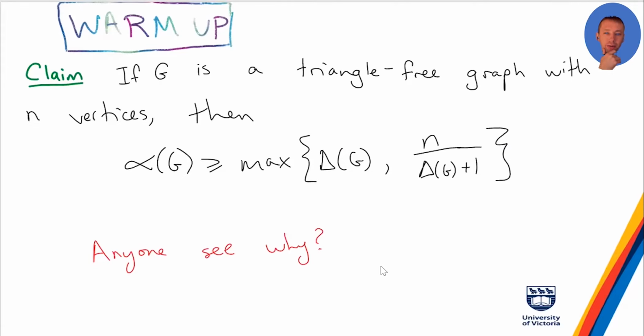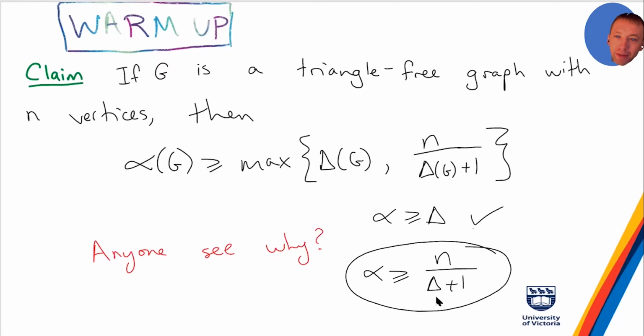Right, so can anyone see why this is true? I've got a triangle-free graph with n vertices, and I claim that alpha is at least the maximum of delta, or basically n over the maximum degree. Actually, technically, I have to put n over the maximum degree plus 1. This maximum is hiding the fact that I'm writing one inequality, but really I'm writing two inequalities. That alpha is at least delta, which we know from the assignment. But can anyone see why this one's true?